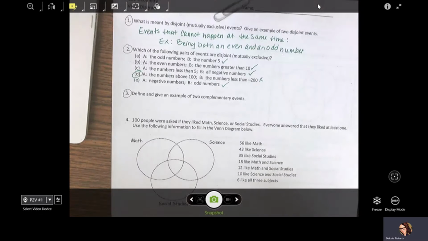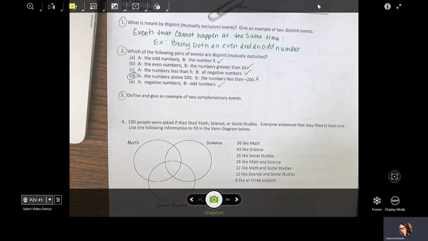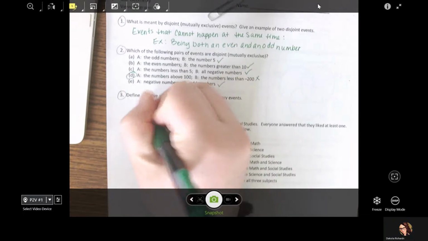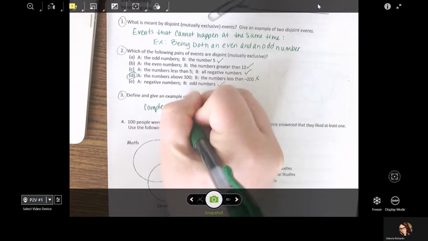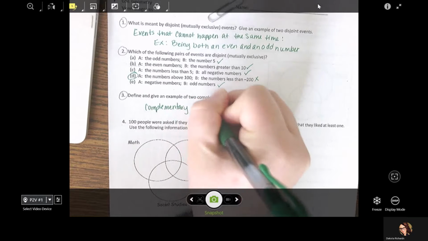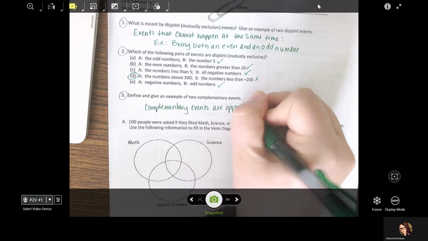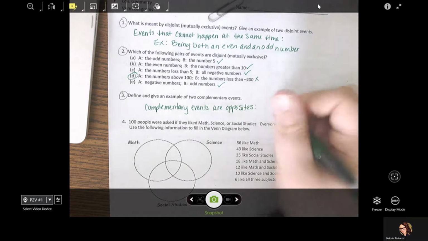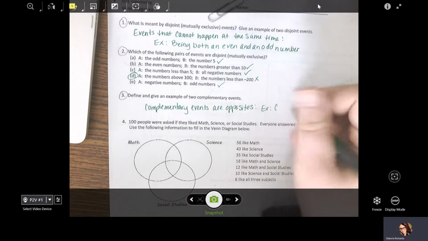Okay, number 3 says to define and give an example of 2 complementary events. Okay, complementary events are opposites. An example would be the chance of rain and the chance of no rain.